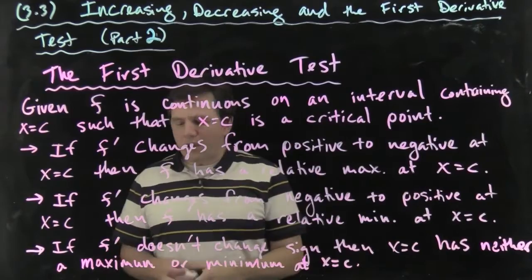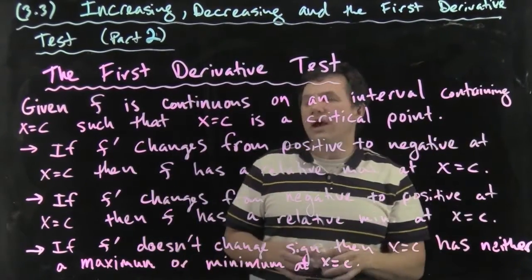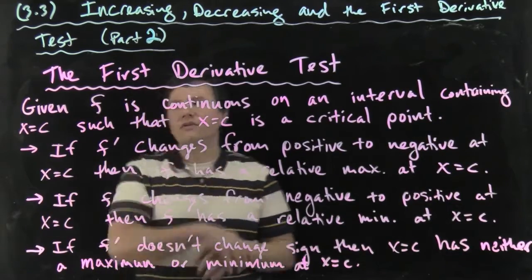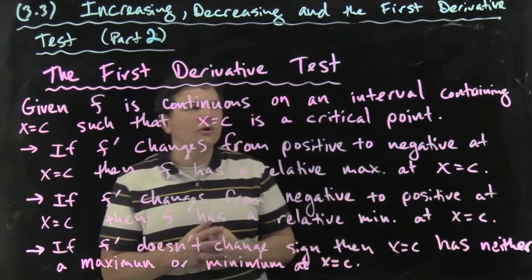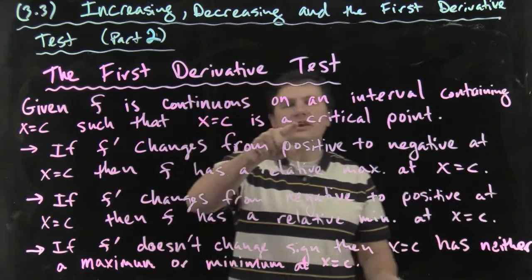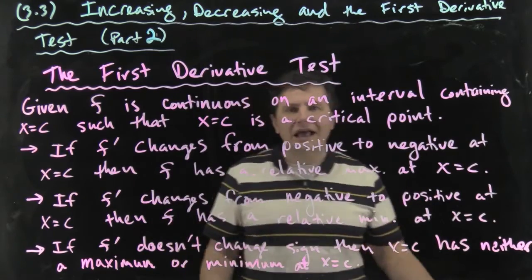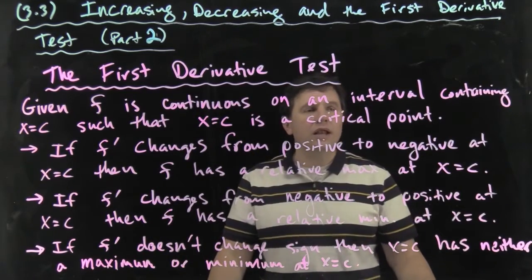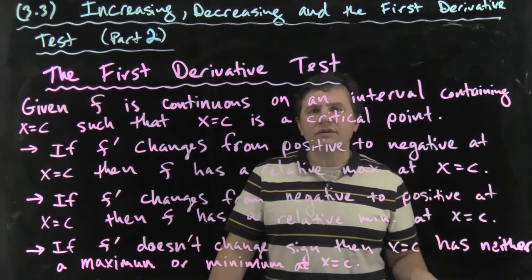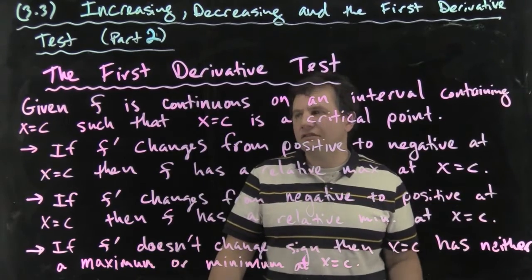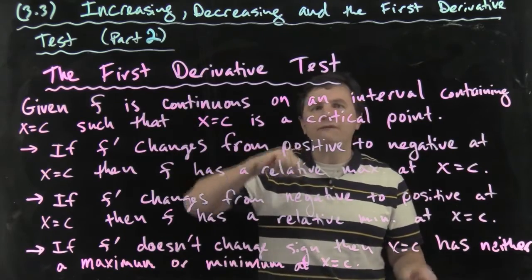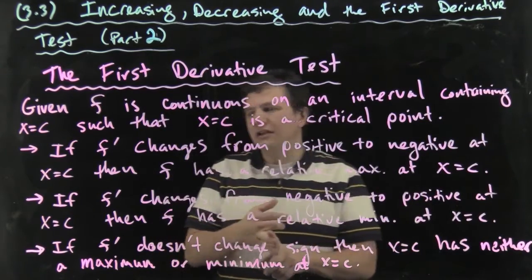Okay, so one way that we determine whether we have a relative max or min is the first derivative test. So given f is continuous on the interval containing x equals c, such that x equals c is a critical point. So going back to the last section, keep in mind a critical point means when the derivative is equal to 0, or when the derivative doesn't exist, but it does exist in the original f graph. Okay, so once again, we have to establish it's a critical point first. Derivative equals 0 or does not exist.